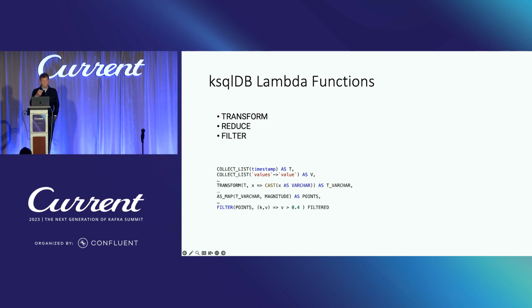Now once we get these points, we can filter them. For the lambda function for filtering a dictionary, you have to provide two parameters, key and value, and then you specify the lambda function, v greater than 0.4. It means all the values which are below will be filtered out, and we are excluding our noise.